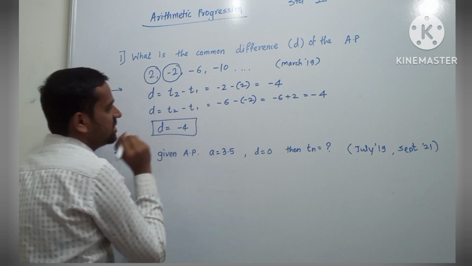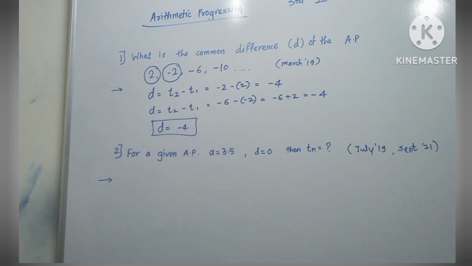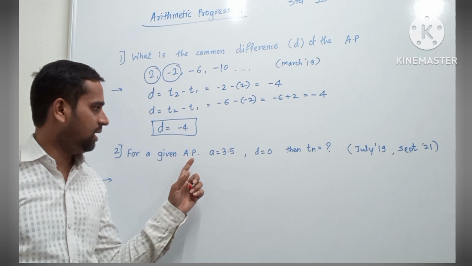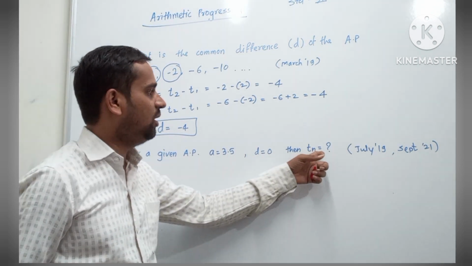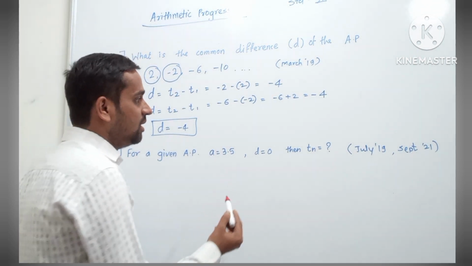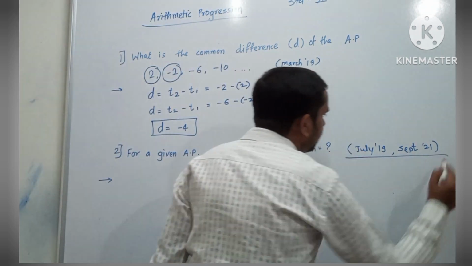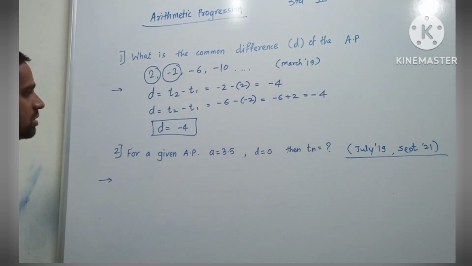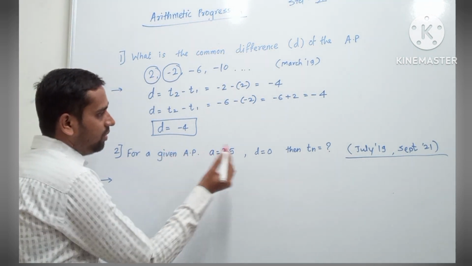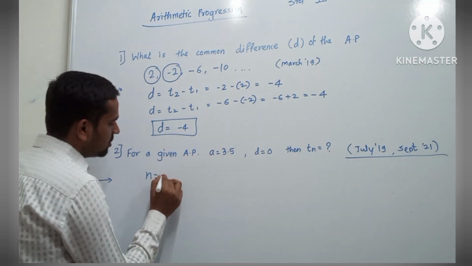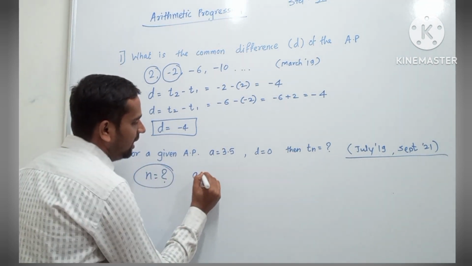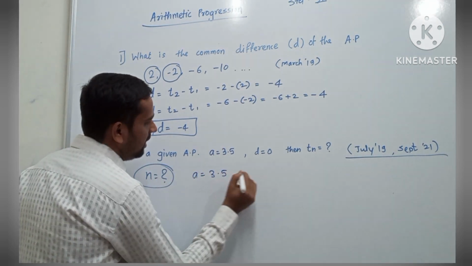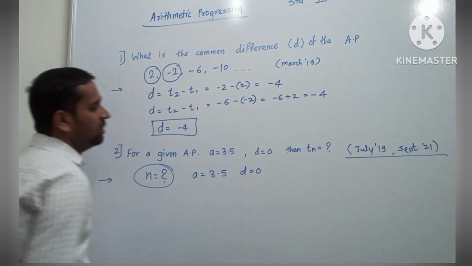This is the answer. Now let's learn the second example. For a given AP, a is equal to 3.5 and d is equal to 0. Find Tn. Listen carefully. This example was in two examinations. We have to find Tn, but n is not given. They have only given a equal to 3.5 and d equal to 0.